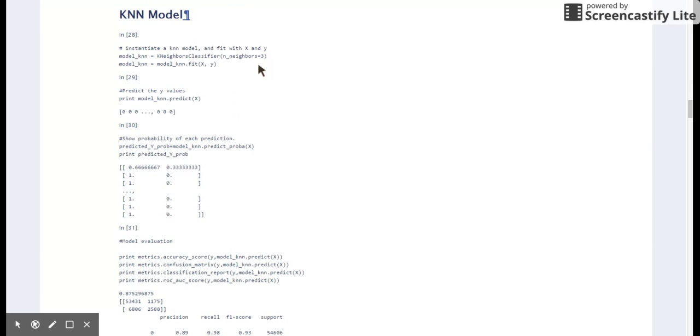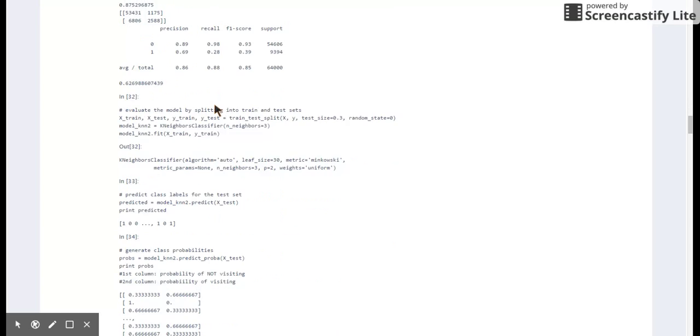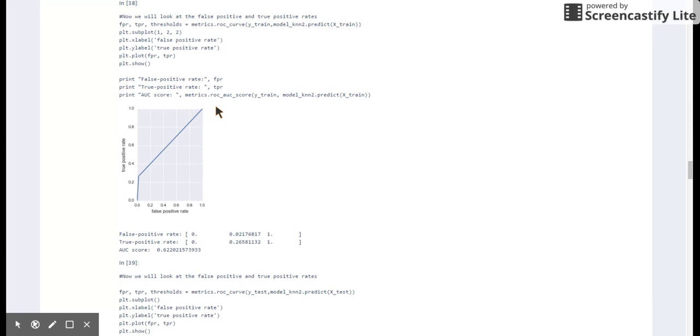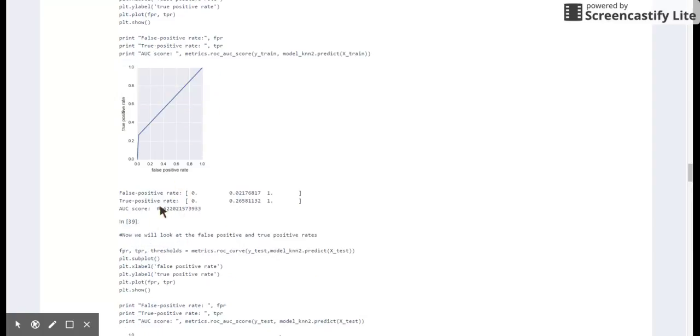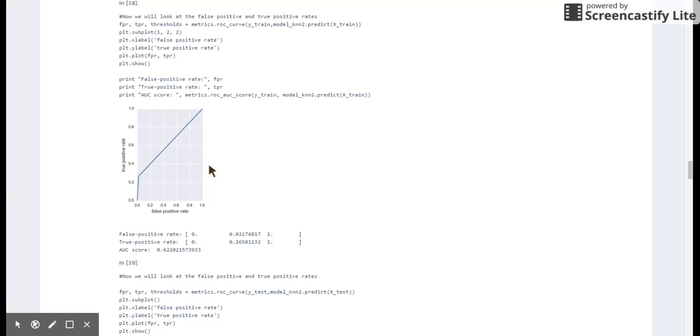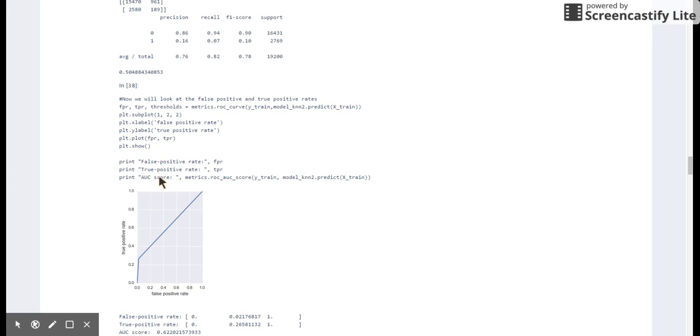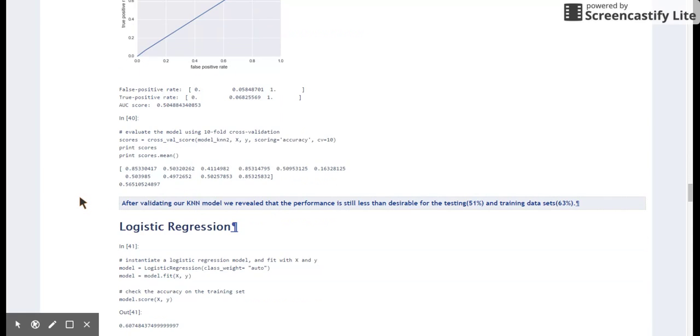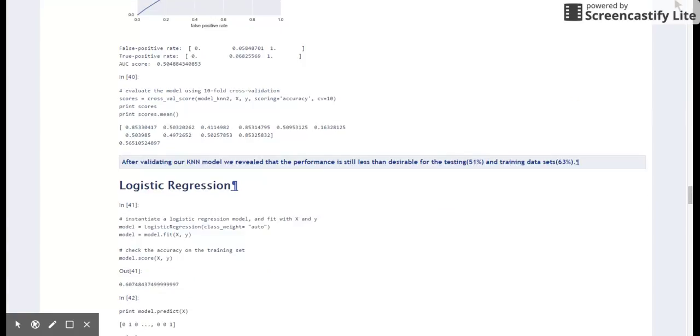And next, moving down to our KNN model, we worked our way through it, and this did not perform as well. The best AUC score that we got was 62% on our training data. As soon as we moved down to the testing data, that dropped down to 50%, which is unfortunate. And moving on to the logistic regression now.